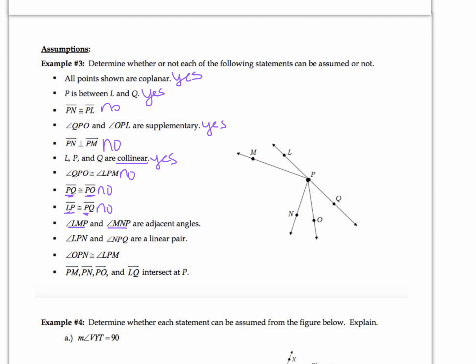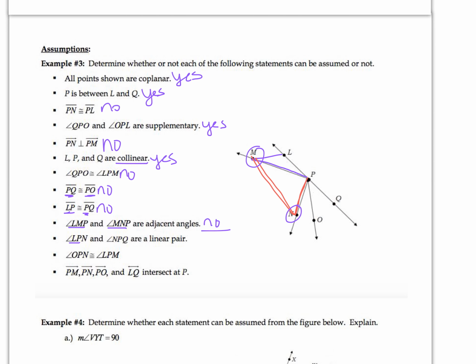LMP and MNP. Does it say LMP? Is that even an angle? Oh, I guess you could assume it's this angle. Let's try that again. LMP. That's not really an angle in this. And MNP. So it's this angle and the other angle. Can we assume that those are adjacent angles? I'm going to write no. They don't share the same vertex. Those are two different vertexes, and they don't share a same side. So no, they are not adjacent angles.